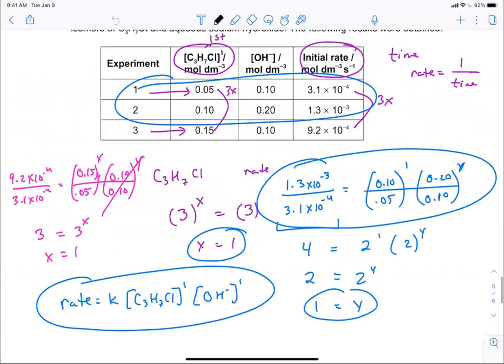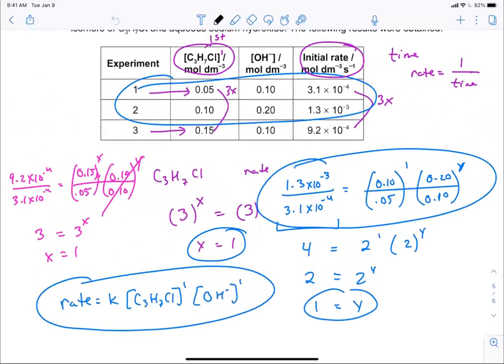Questions about that? That was a lot of stuff to look at here. Any questions about that? Yeah. Why did you raise the 0.10 over 0.05 to the first power in the blue on the right, Erica? Yeah.